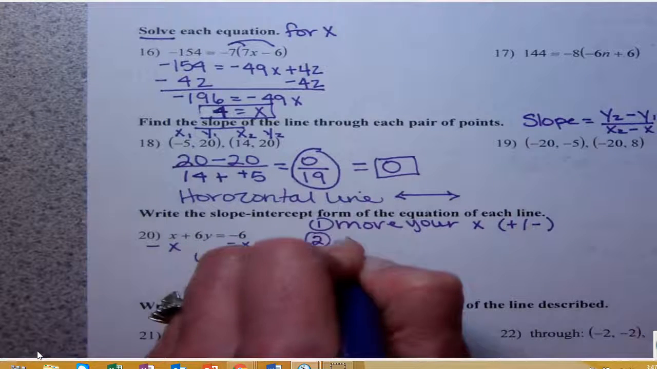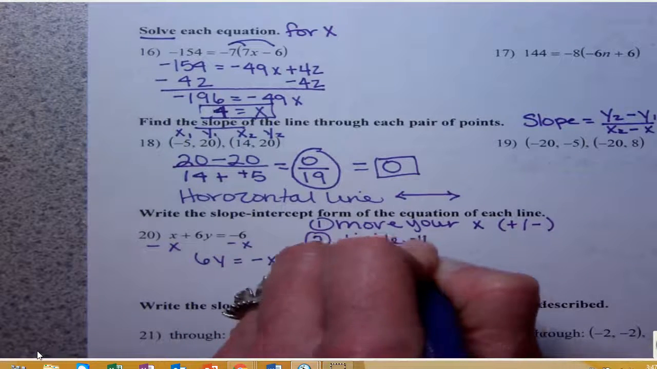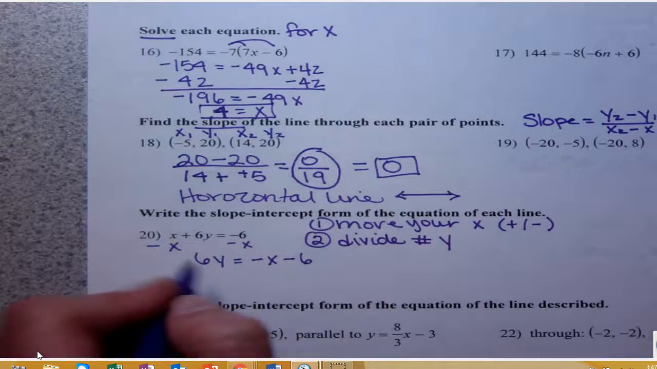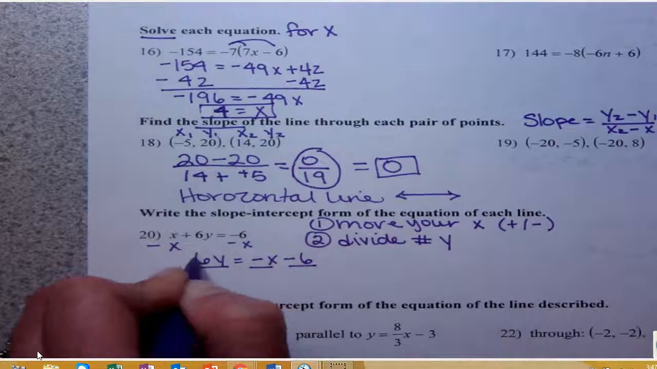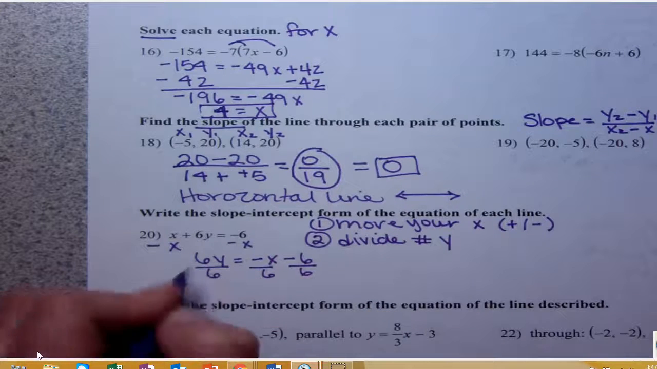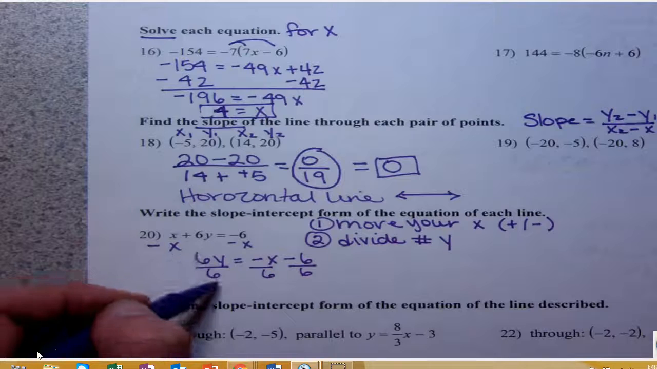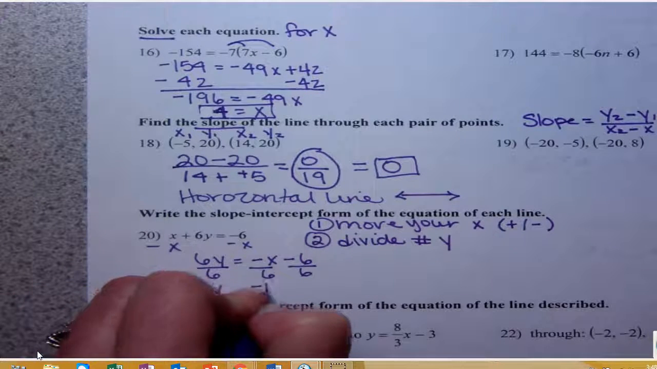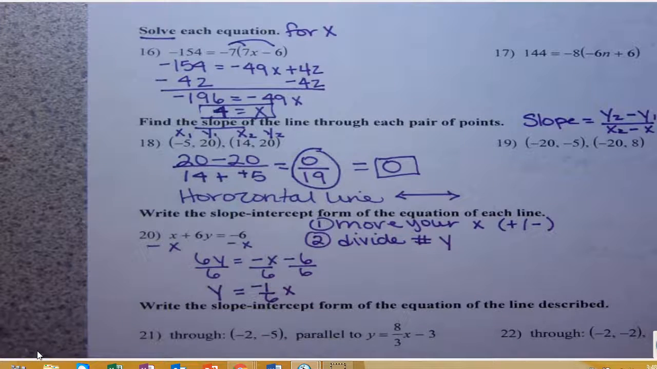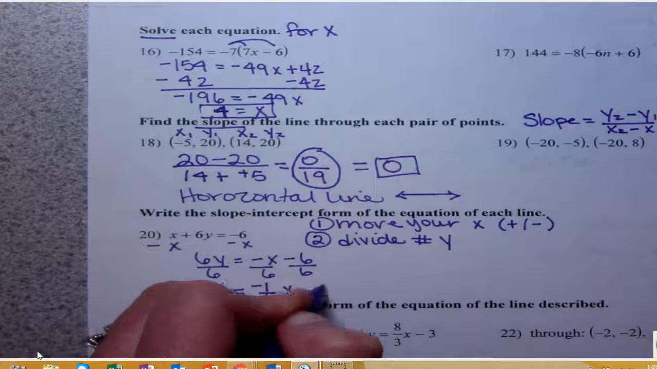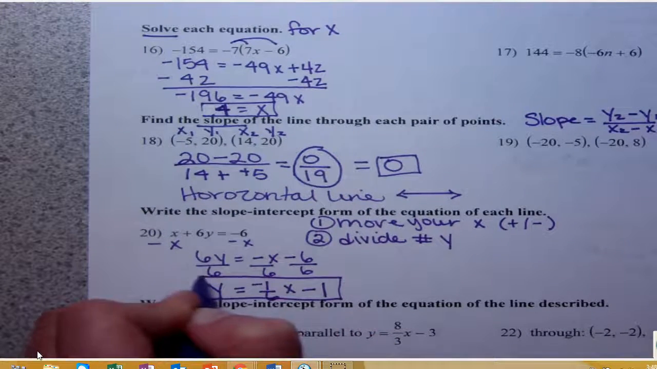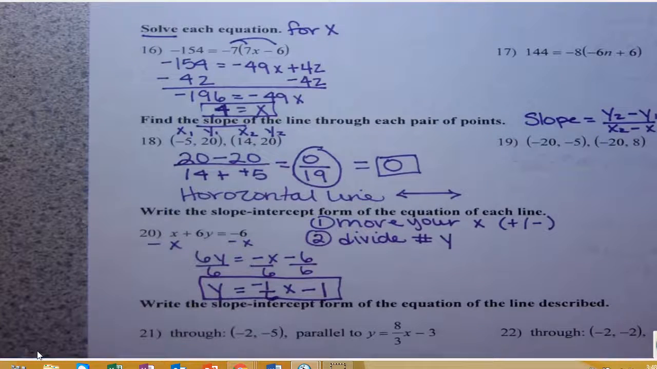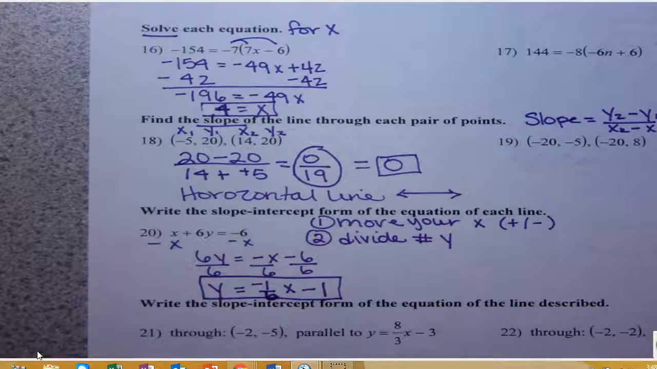The second thing I'm going to do is divide by the number or the coefficient in front of y. So now I'm going to divide everything by 6. The reason I'm picking 6 is so that these will cross out and equal 1. So I get 1y on the left, negative 1/6 x, minus 6 over 6 is 1. So there's my slope-intercept form of this line right there. This is a 6. Okay?